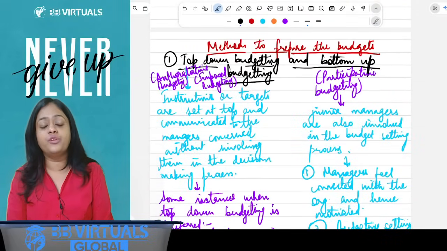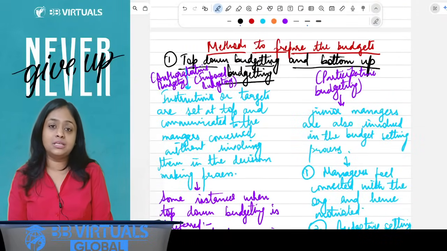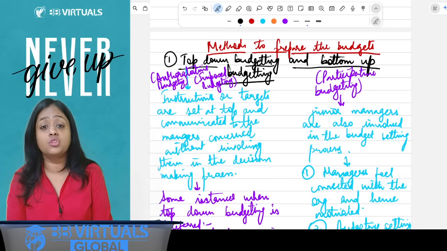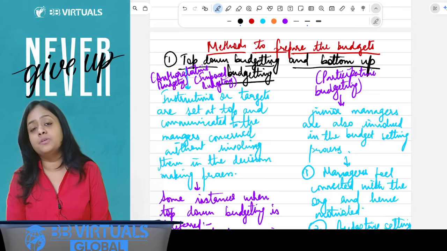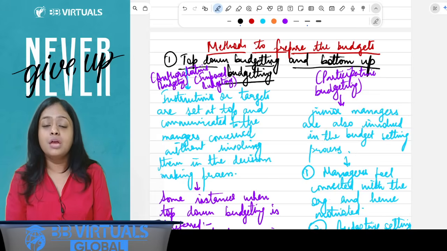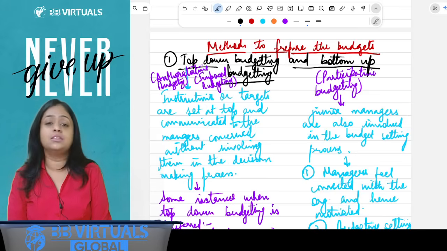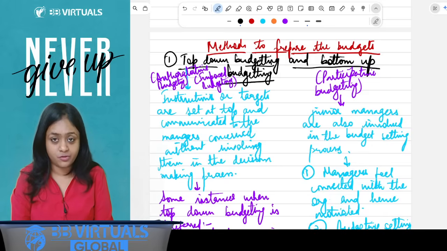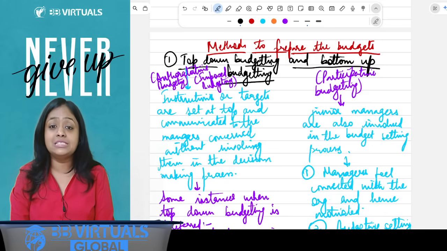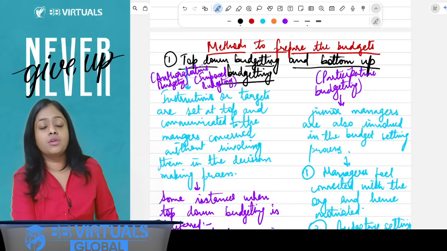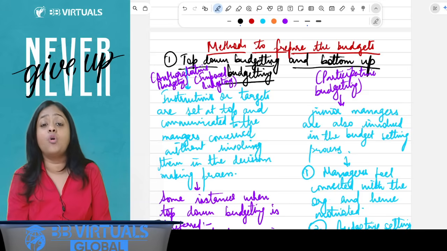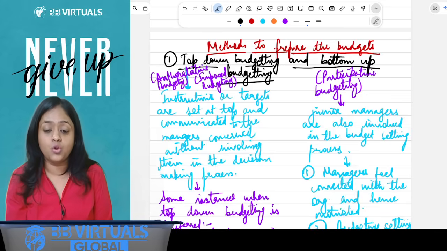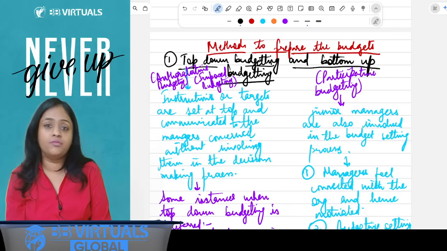Now let's see the different methods to prepare the budget. First I'm taking top-down budgeting and bottom-up budgeting. Top-down is also known as authoritative budgeting, and bottom-up is also known as participative budgeting. Top-down budgeting says that the budget is prepared by the strategic management and communicated to the lower levels of management, so they don't have a say in the decision making. Participative budgeting is where all the departments and all levels of the organization, top, middle, and lower, are a part of the budget setting process.